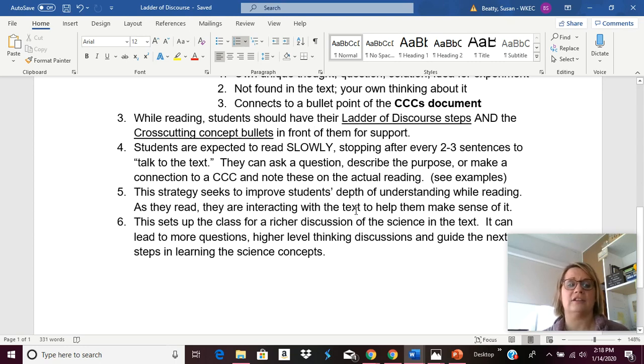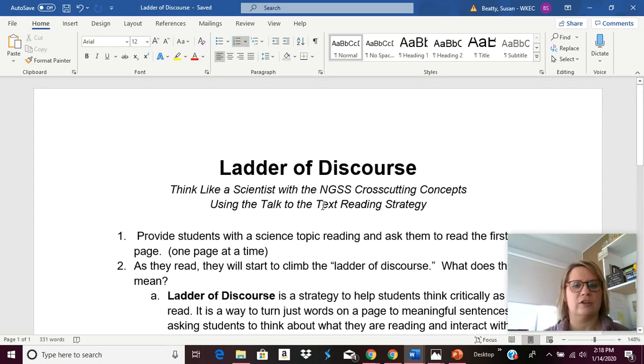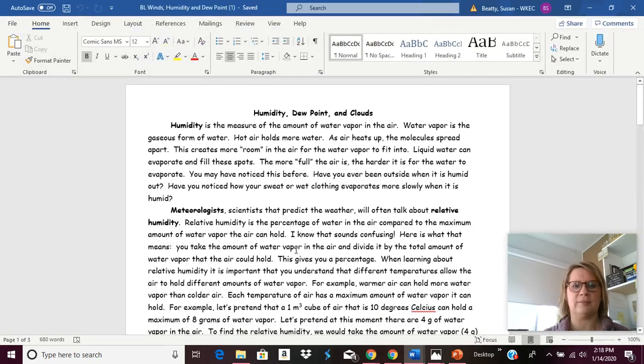It might lead to better discussion. It might set you up in your unit to go a different direction that you didn't even think of before. So if you want to consider using this or you want to learn more about it, just let me know. I do want to show you, here's an example of a reading.